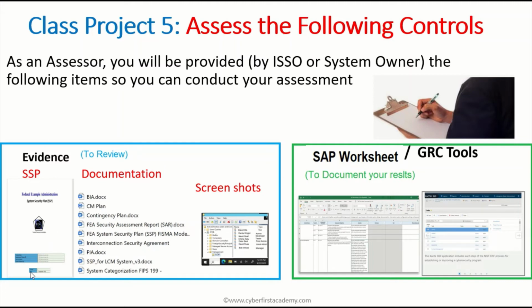So here is the SSP. The SSP contains the controls and the implementation description, how the controls were applied. You're going to look also at supporting documents like the business impact analysis and the configuration management plan. You're going to look at the different pieces of supporting evidence that apply to the controls in the SSP. And you're also going to be looking at screenshots to validate. If something passes, if something fails, you document that in here and move on.